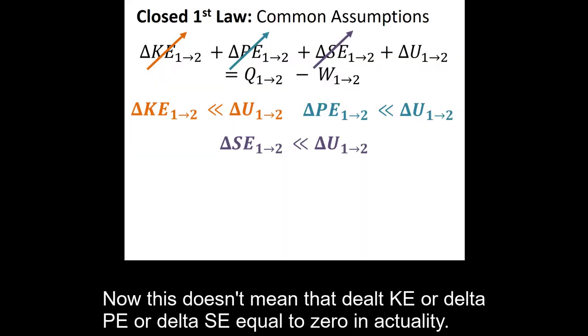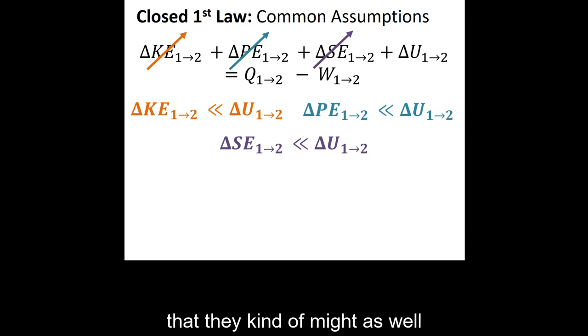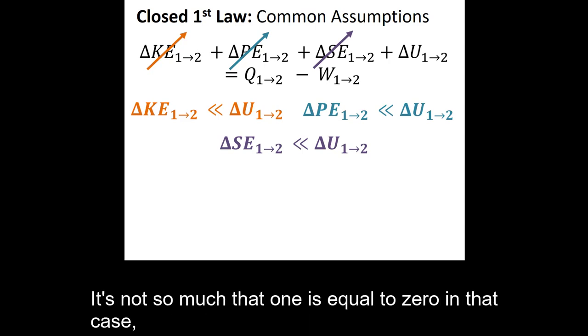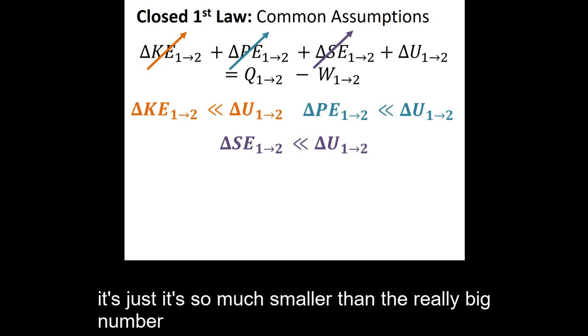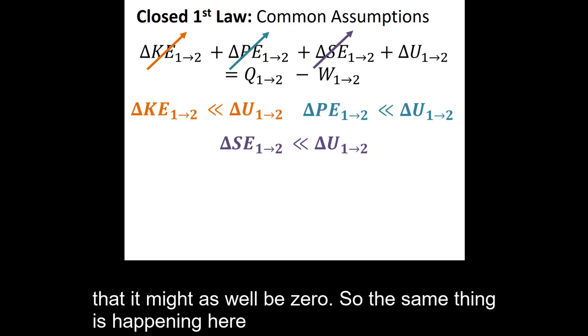Now, this doesn't mean that delta KE or delta PE or delta SE are equal to 0 in actuality. We just think that they're so much smaller than delta U that they might as well be equal to 0. This is kind of the concept of 1 divided by infinity. It's not so much that 1 is equal to 0 in that case. It's just so much smaller than the really big number that we're representing by infinity that it might as well be 0.